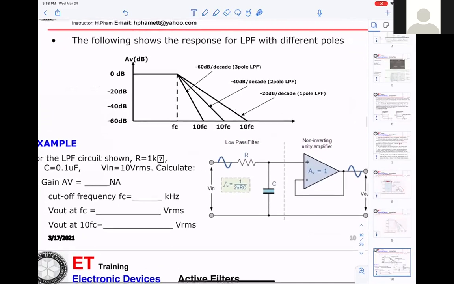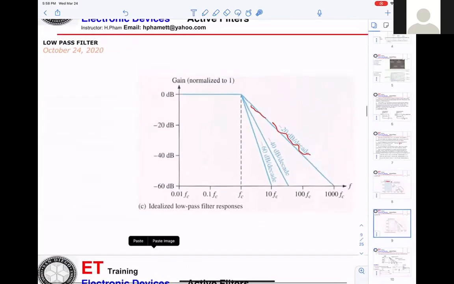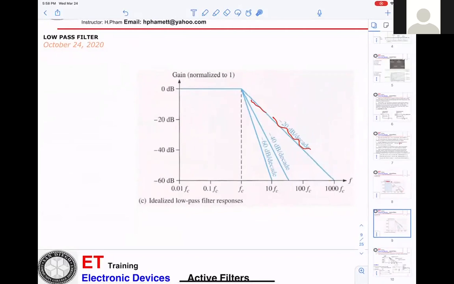Now, Mr. Pham, I have a question. What is the definition of a decade? A decade is 10. Okay. That means, I'm giving you again, FC, you get 1 kilohertz. So a decade will be 10 times 1 kilohertz. All right, thank you. Okay, they go by 10.